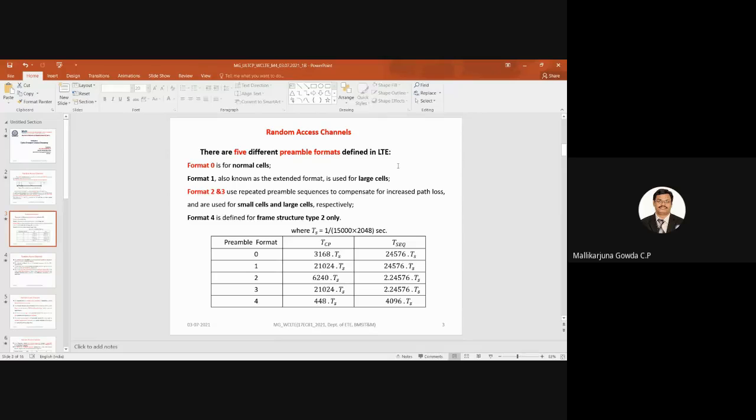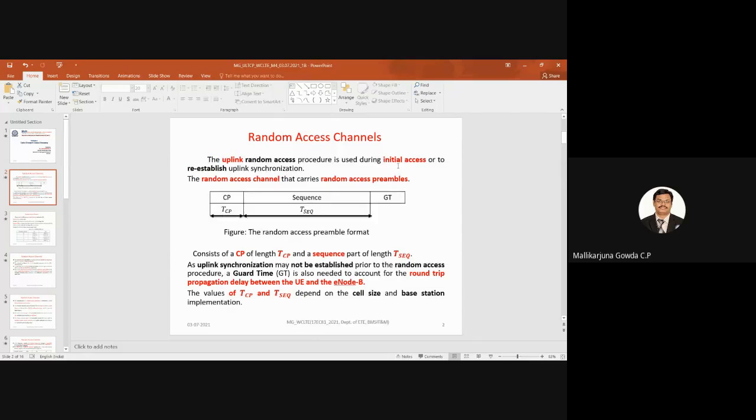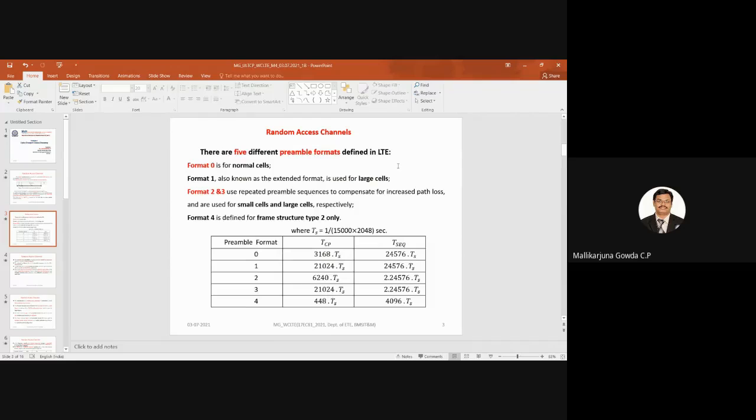I was telling about the random access preamble, right? So it has 5 formats. There are 5 different preamble formats defined in LTE. That is format 0, format 1, format 2 and 3, and format 4. Format 0 to 4, what we can say. So when do we use format 0? When do we use format 1? Then when do we use format 2 and 3? All this we need to understand, right?